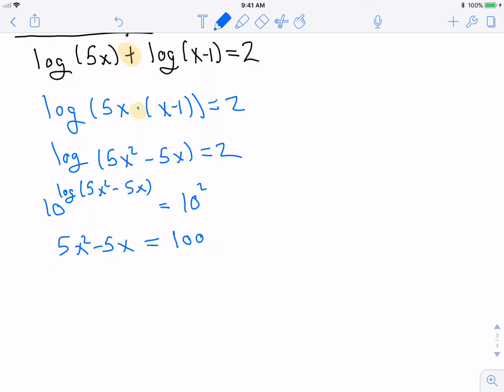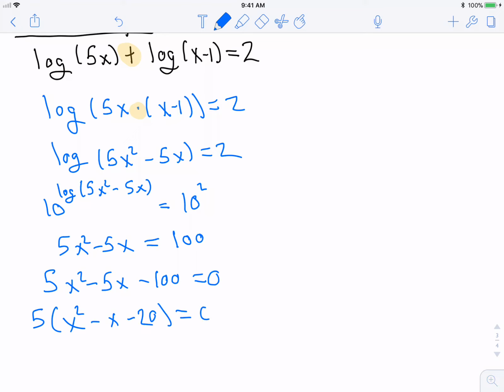Now we have a polynomial, and our goal should be to move everything to one side, factor it, and then find the answers. All right, so we have 5x squared minus 5x minus 100 is equal to 0. And notice that everything has a multiple of 5 in it. So I can simplify this down and make this 5 times x squared minus x minus 20 is equal to 0. And this is much easier to factor.